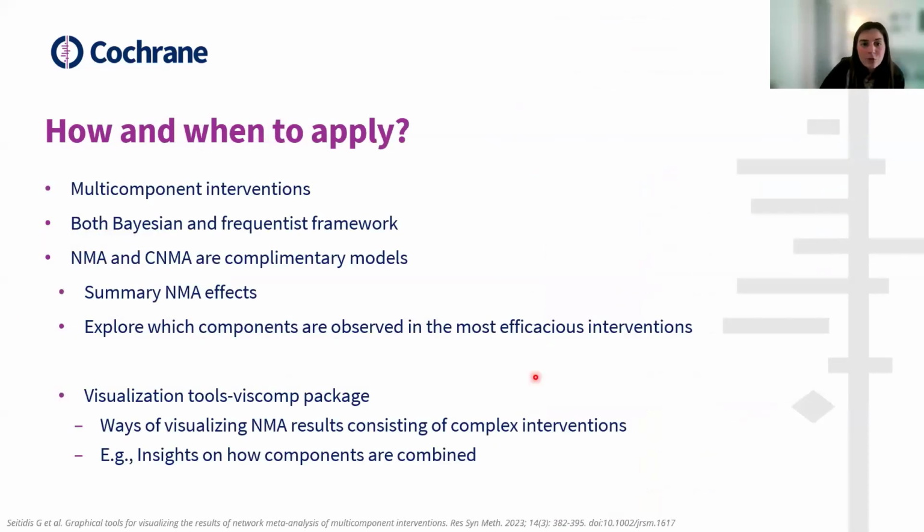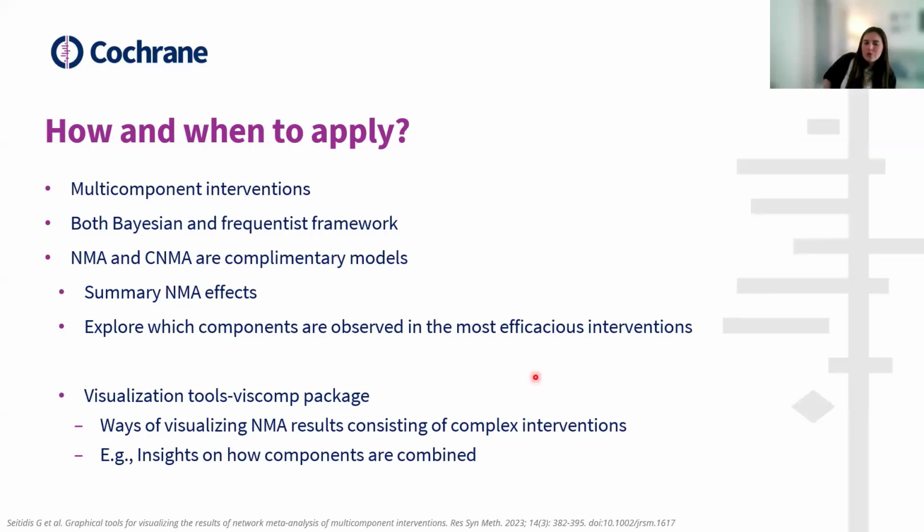So how and when to apply component network meta-analysis? You should consider applying component network meta-analysis where your network includes multi-component interventions. You can do that within both Bayesian and frequentist frameworks. Especially in the frequentist framework, there are some R commands included in the netmeta R package, which you can use to very easily conduct a component network meta-analysis, both in connected and disconnected networks.